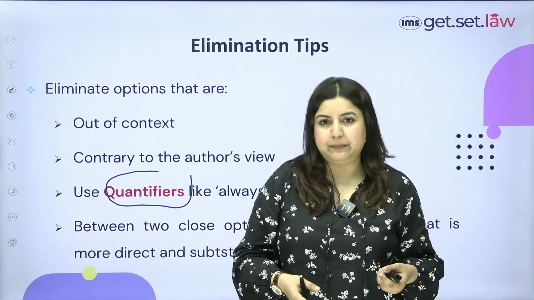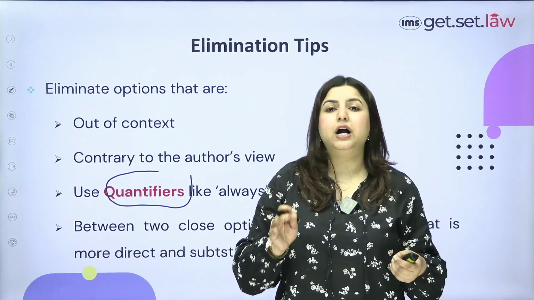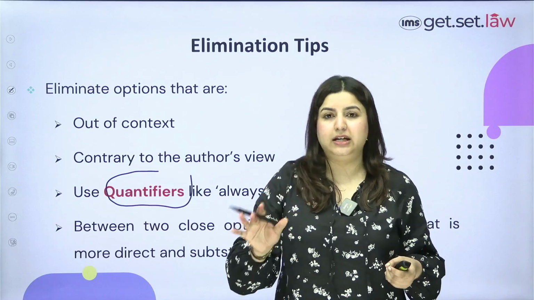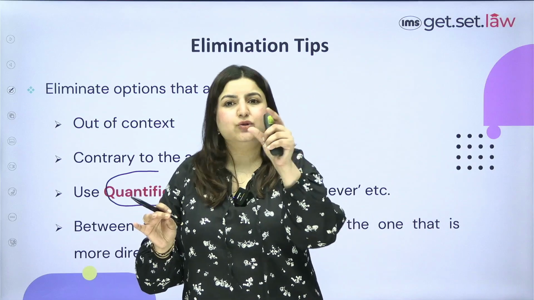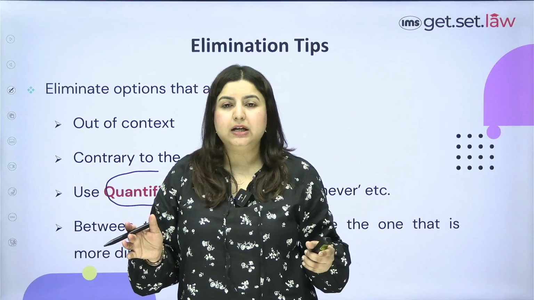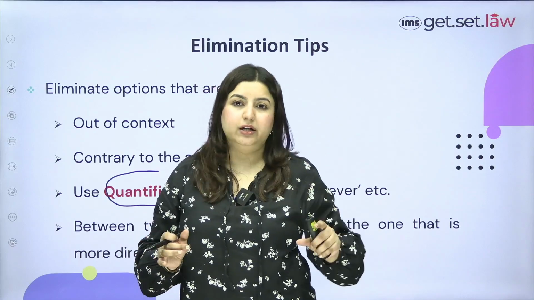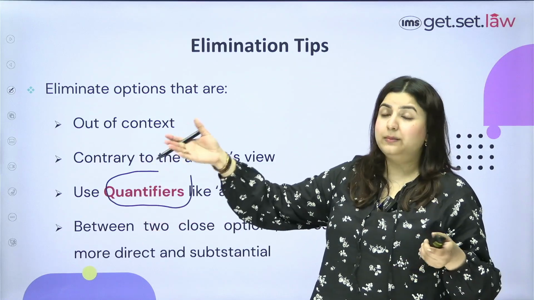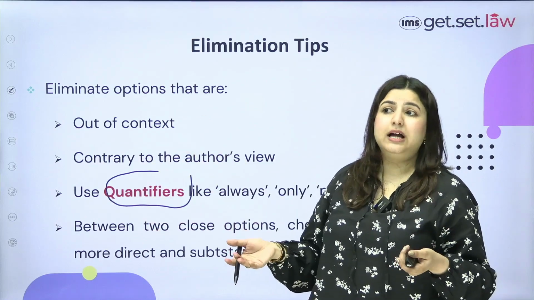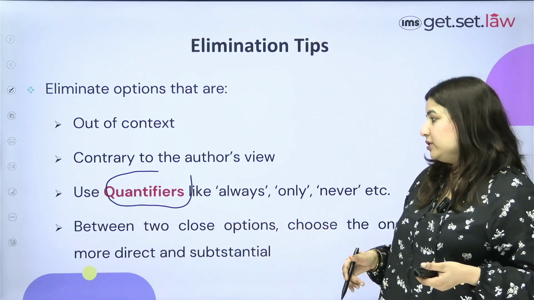Now let me give you an example. If a statement says there is nothing apart from clouds that causes rain, the actual meaning means only clouds cause rain. So here you can't say that the statement is wrong because it contains a quantifier. So what I mean to say is, do not blindly eliminate the options. Sometimes go back to the passage. It's possible that the passage actually implies these quantifiers given in the options, right?